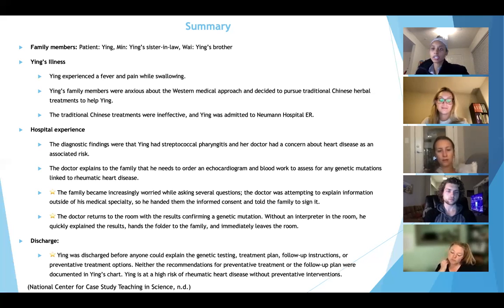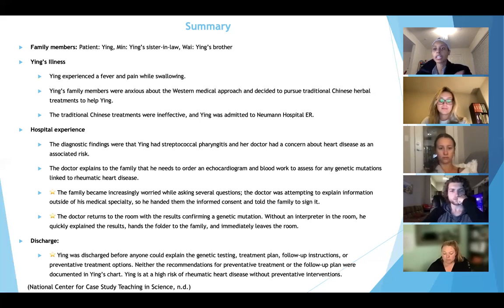So now we're transitioning into a hospital scene, and Ying is now admitted as the patient, and she has her sister-in-law and brother next to her. And she gets diagnostic testing done and finds out that she has streptococcal pharyngitis, aka strep throat. And when she's talking to the doctor, he is really concerned that she might have something related to a heart issue, especially because of her traditional Chinese culture. He said it could be more common with her for this gene. So the doctor comes in, he's explaining to the family that he needs to order an echocardiogram to see if she has anything wrong with her heart. And also he would like to do blood work to assess for any genetic conditions related to rheumatic disease.